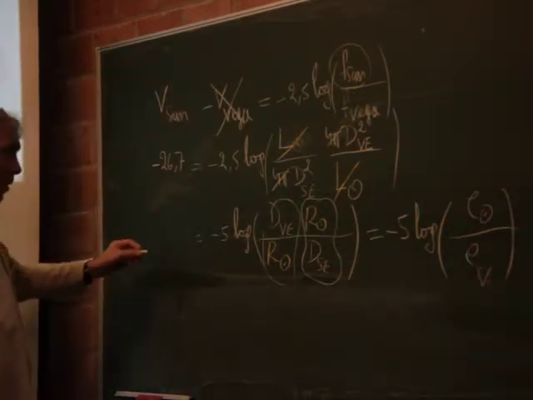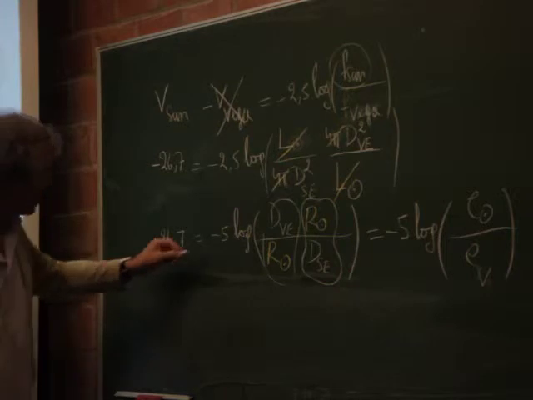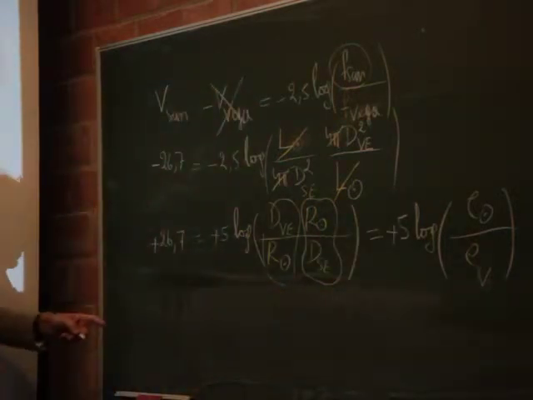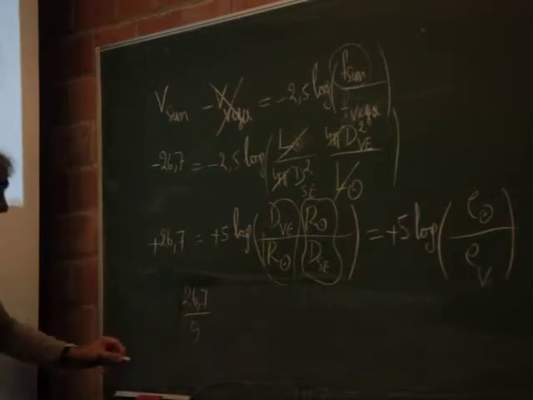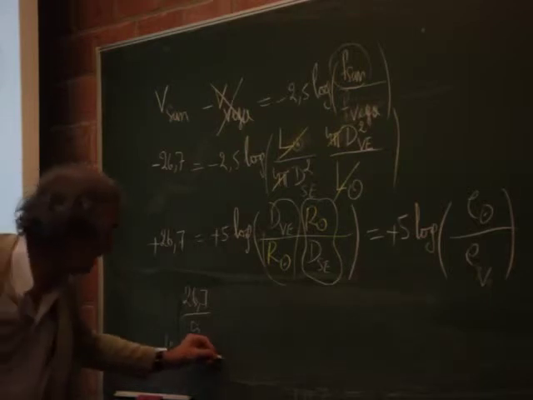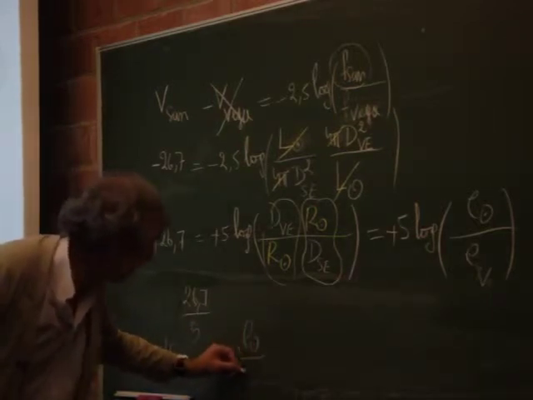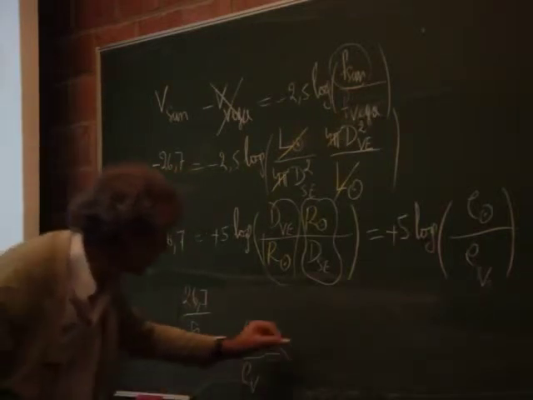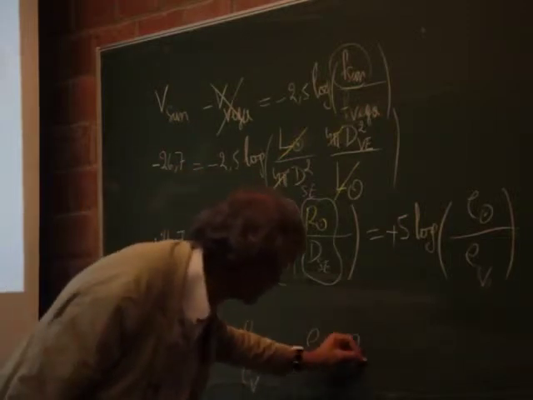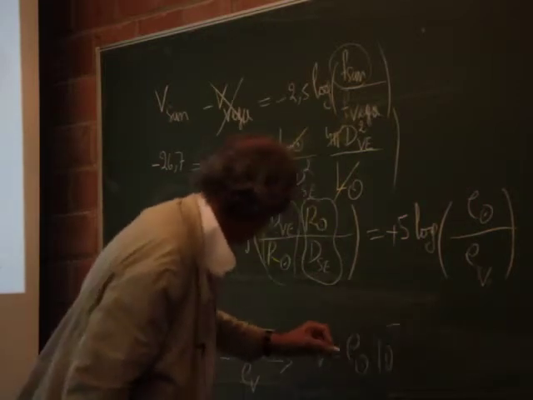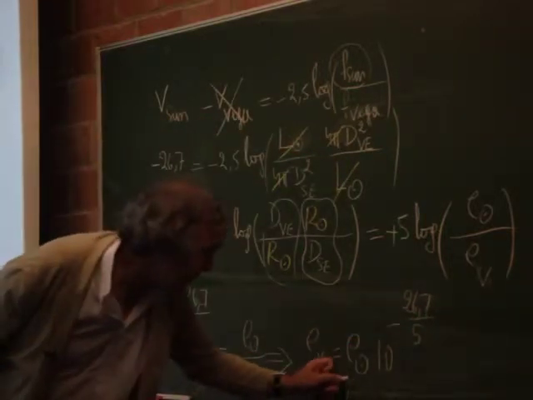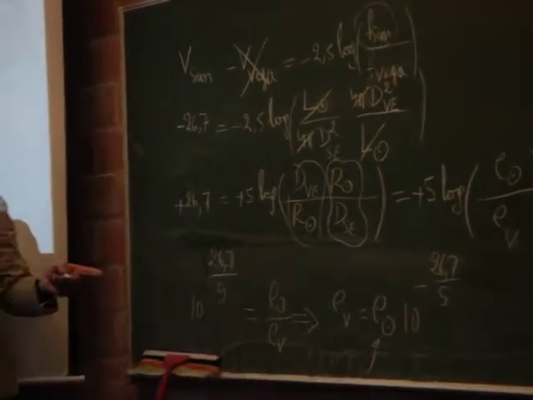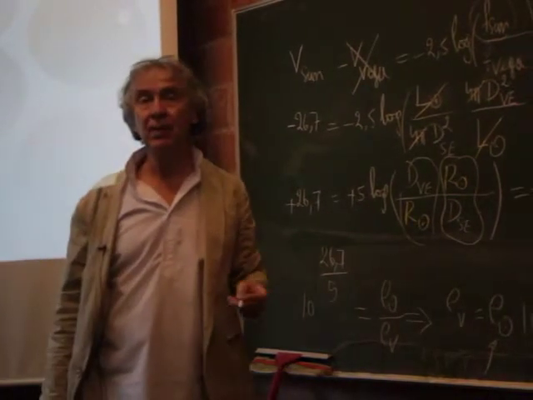Yeah? Okay, now here I have minus 26.7. Now the minus here, I take plus here. And I find that 26.7 divided by 5, yeah? Well, here I just take the exponentiation, is equal to the radius of the sun divided by the radius of Vega, or I find that the radius of Vega is equal to the angular radius of the sun times 10 to the power minus 26.7 divided by 5. Yeah. Now, the angular radius of the sun, we know, it's half, 15 arc minutes, or 1/4 degree.